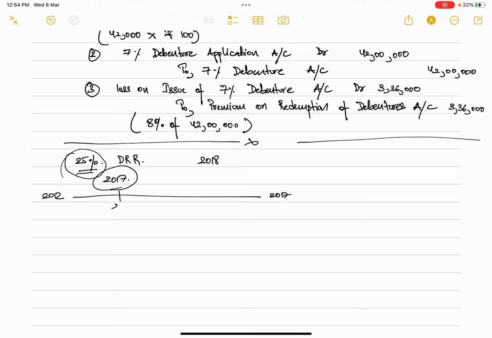Like for example, in 2013 they contributed a certain amount, let's say 10%, and another 10% in 2014, and finally in the year 2017 the remaining 5%. So this means 10 plus 10 plus 5 totals up to 25%. So in this way also this DRR preparation can be made by the company.